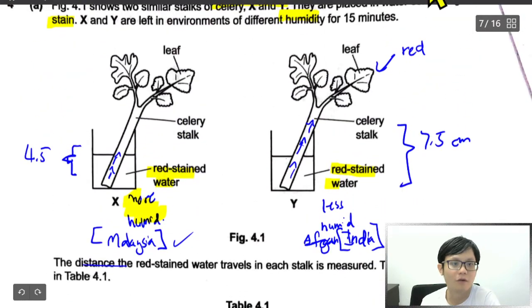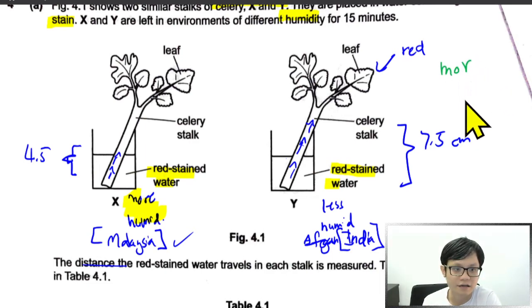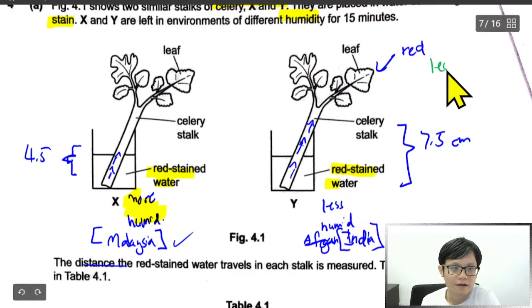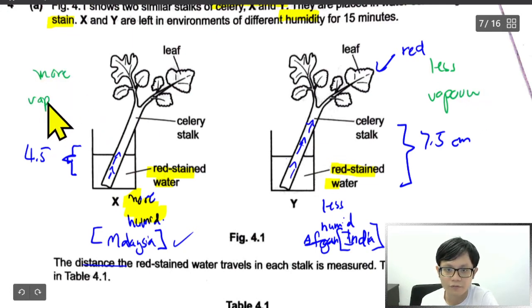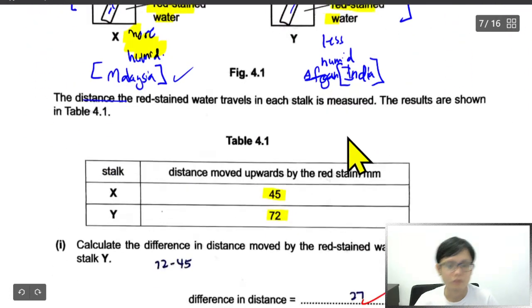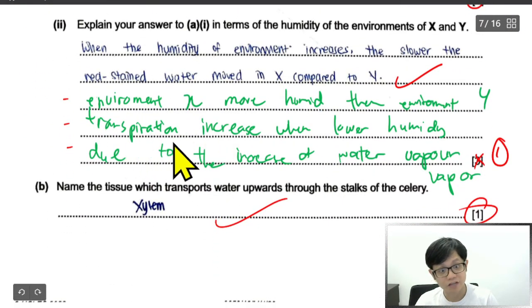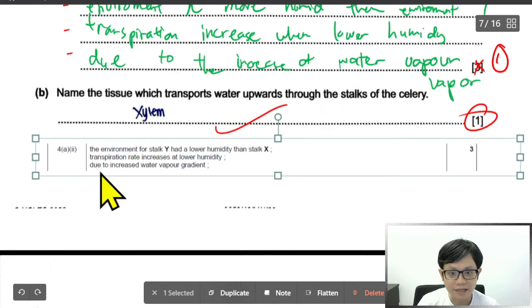So what do you mean increased water vapor? Here, means here got more vapor. Here is less humid, so it's less vapor. Less vapor, and this one will be more vapor. So what do I mean? I mean that the transpiration increase when lowering humidity. Means when your humidity is low, the transpiration increase due to the increase of water vapor gradient in the environment.